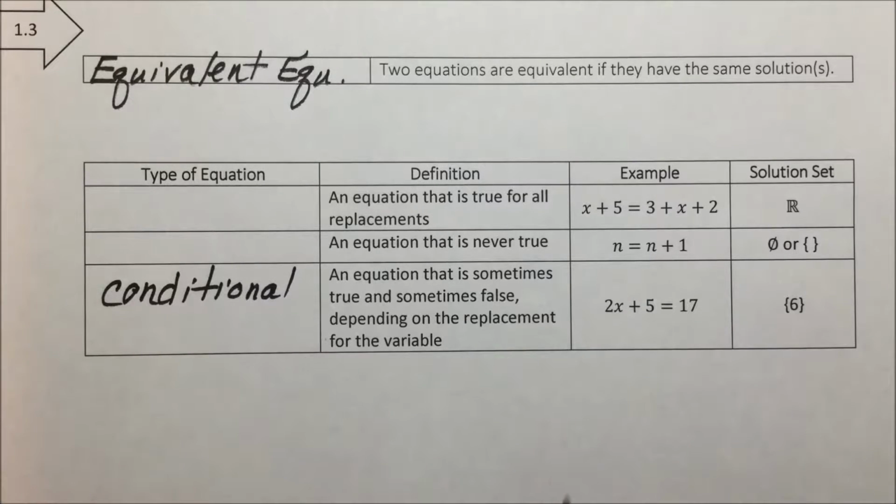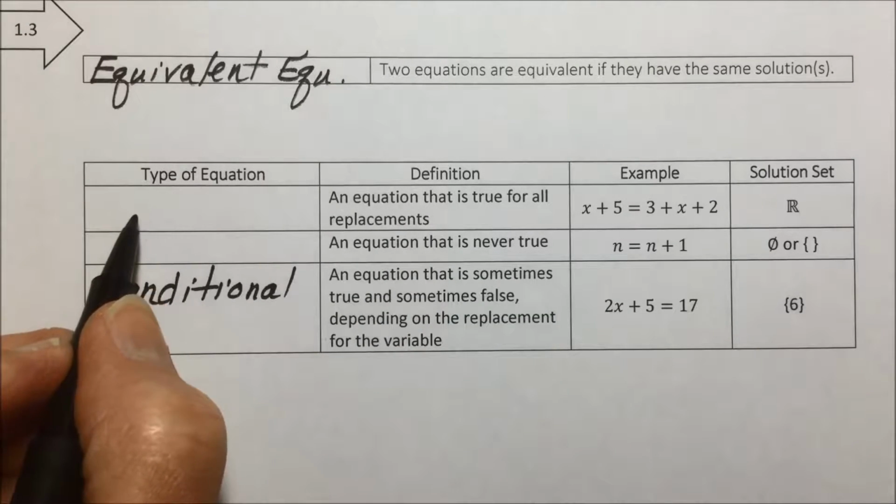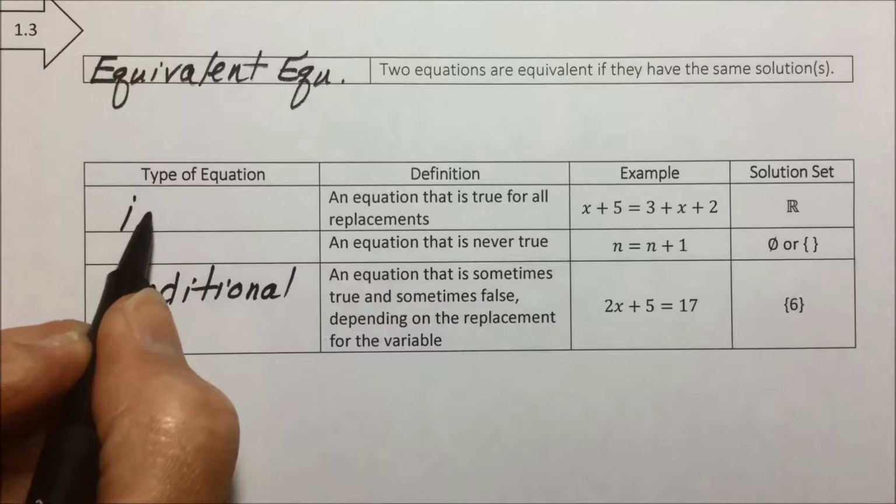There's an example here of an equation, 2x plus 5 is equal to 17, and they're giving us that the solution to this equation is 6. Having the single solution, sometimes we have a set of values instead of one unique answer. When an equation is true for all replacements, and that's this first type, it's known as an identity.